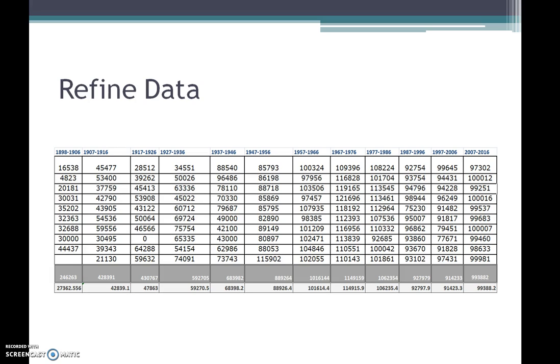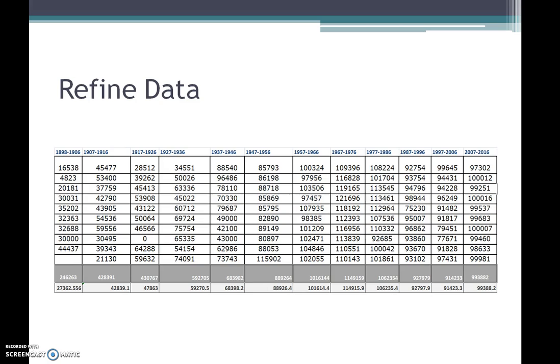So here I grouped data together in decades. I looked at adding together, let's say for instance, 2007 to 2016. So I add all these attendances together and then divide that by 10, which is the number of years I added together, and then find the average attendance for that decade.